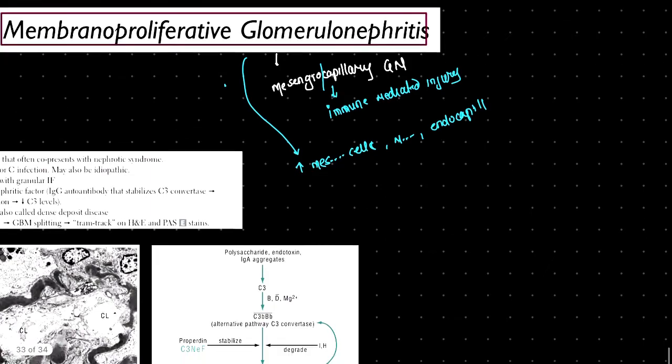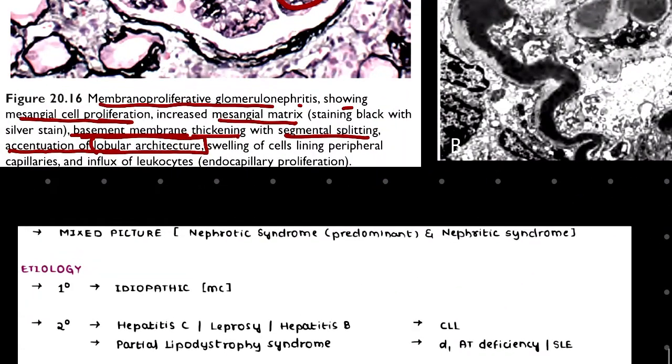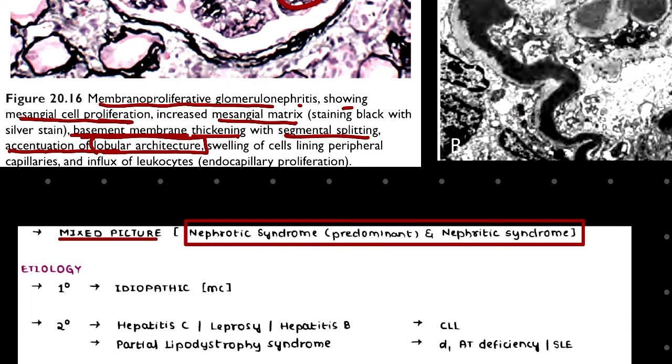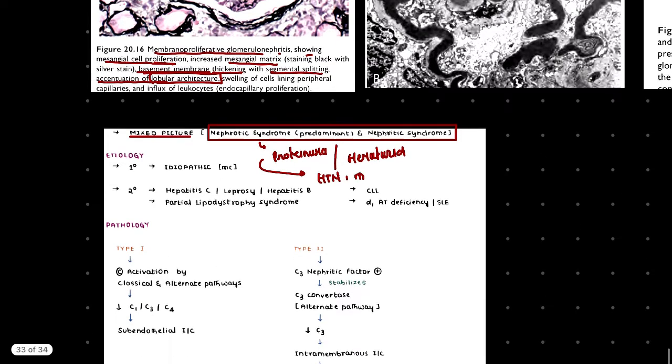Moving further, this mesangiocapillary glomerulonephritis, or membranoproliferative glomerulonephritis, is a mixed picture. That means here we will find nephrotic syndrome along with nephritic syndrome, so we'll find both characteristics. We will find proteinuria and hematuria in the same case. Talking about the clinical condition, we'll find hypertension also, and malaise also. These are the clinical manifestations that we'll find.